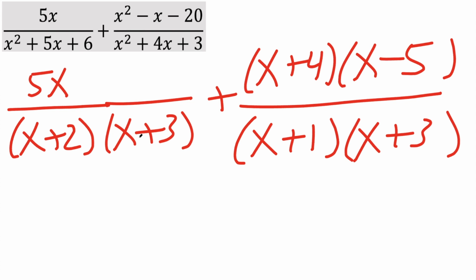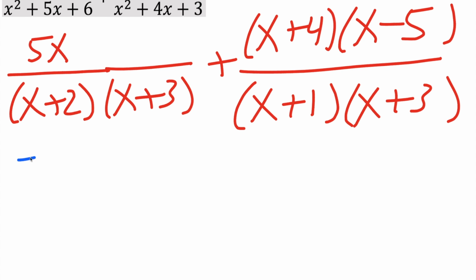So here we have an x plus 3, here we have an x plus 3, here we have an x plus 1. This one does not have it, so we need to multiply this numerator and denominator by x plus 1. But this piece has an x plus 2, but this piece does not, so we need to multiply this piece by x plus 2 and the denominator by x plus 2.